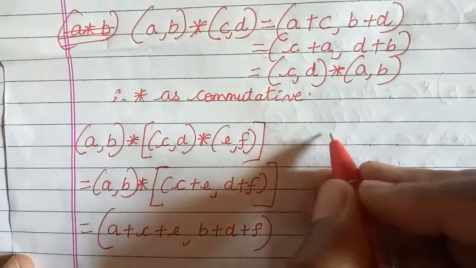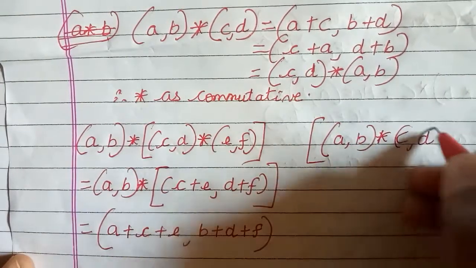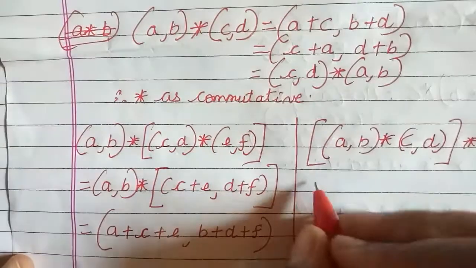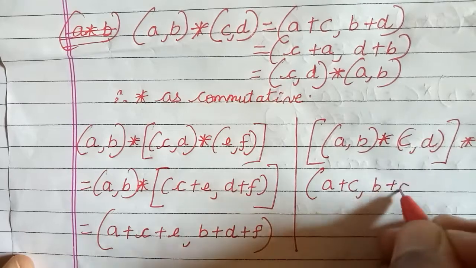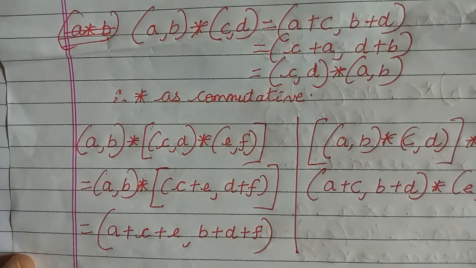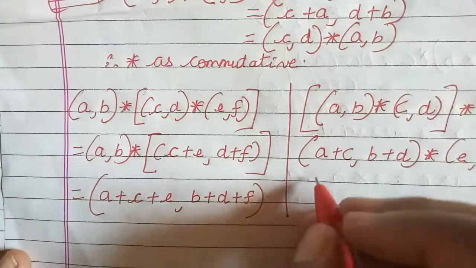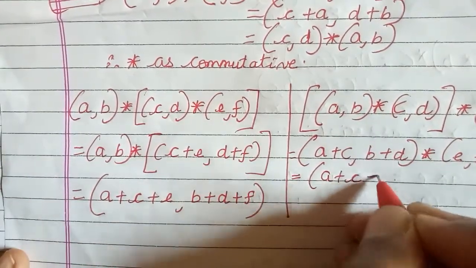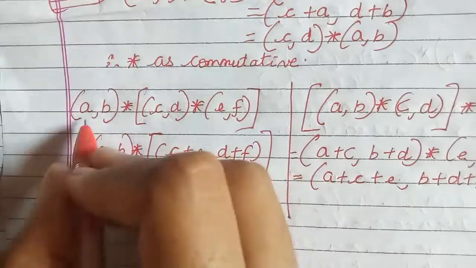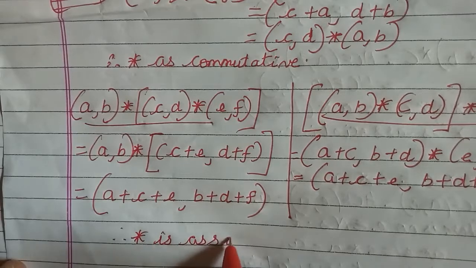Alright. Now we have to check the other part. What is that? (a, b) star (c, d) with (e, f). Solve the first bracket: (a plus c, b plus d) star (e, f). Again you can do it in the same way. So how will it appear, children? (a plus c plus e, b plus d plus f). So you can see that this part and this part are the same. Therefore, star is associative.